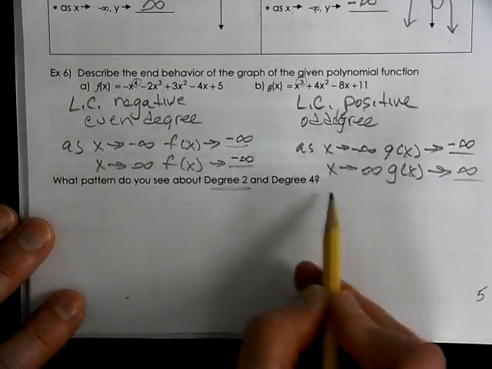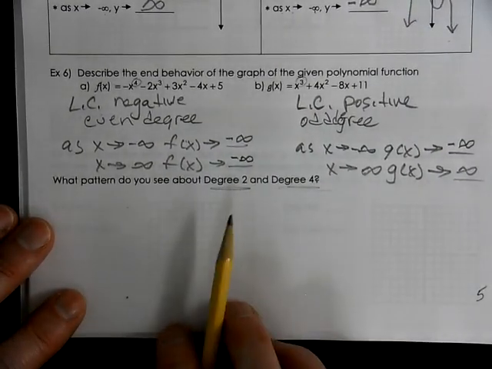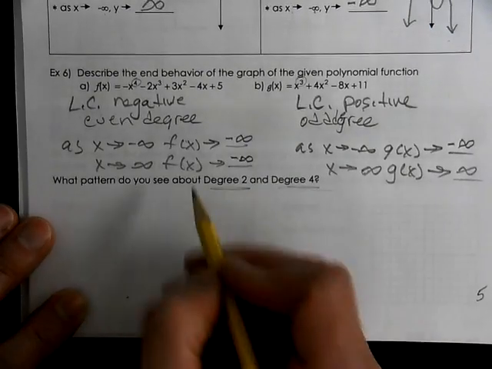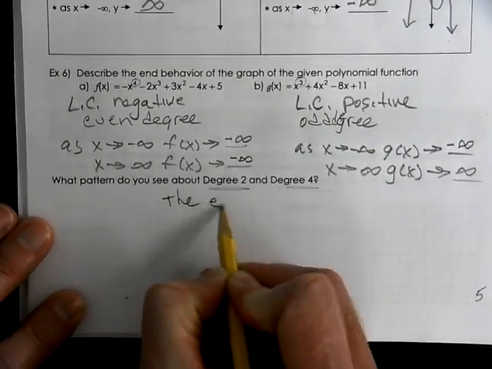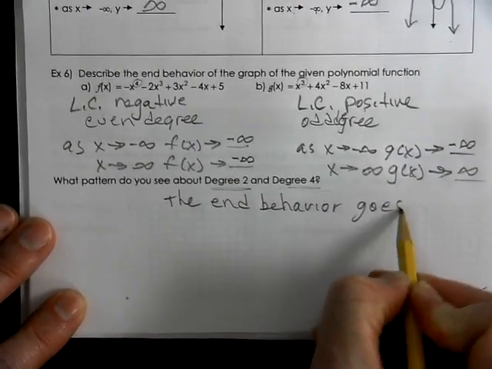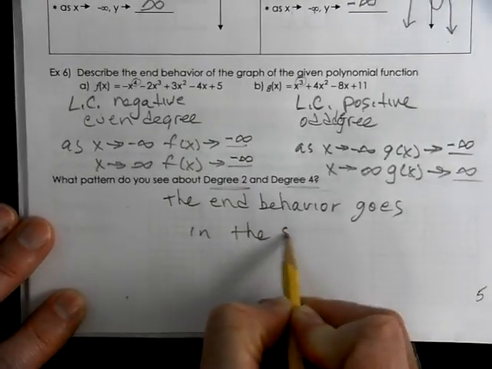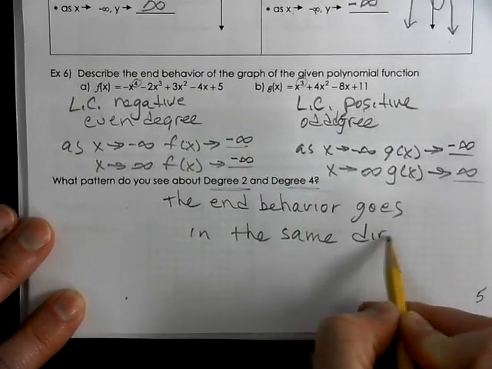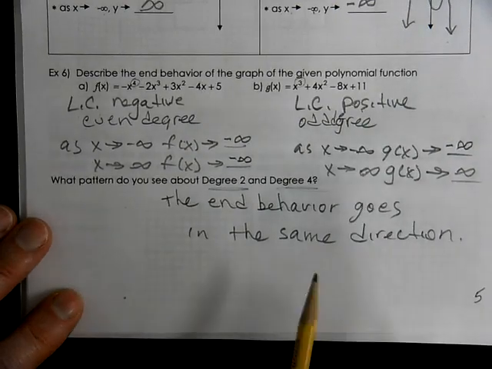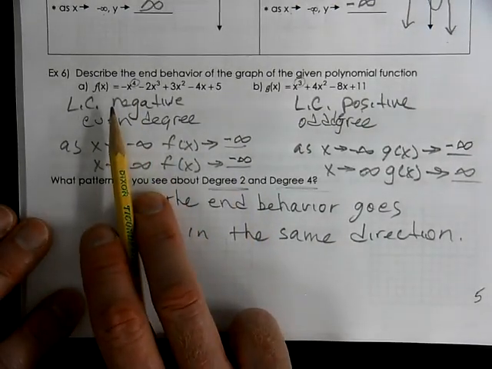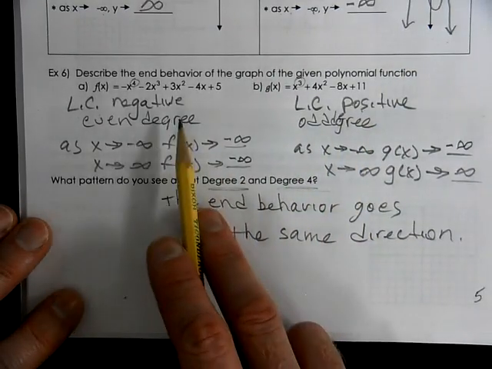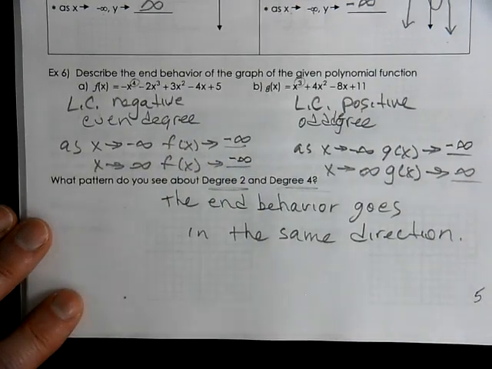What pattern do we see with second and fourth degrees? We're very familiar with second degrees. Fourth degrees follow the same pattern. The end behavior goes in the same direction. We don't know if they both go up or they both go down until we find out about the leading coefficient. But the even degree is going to tell us they both go in the same direction.